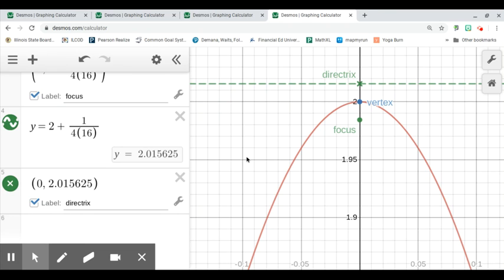The next thing I need you to do is look at a quick multiple choice assignment where you're going to tell me the direction of the opening. And then I need you to copy some notes that summarize all of the conic sections.